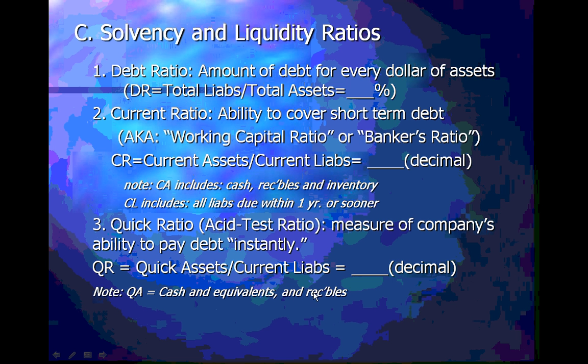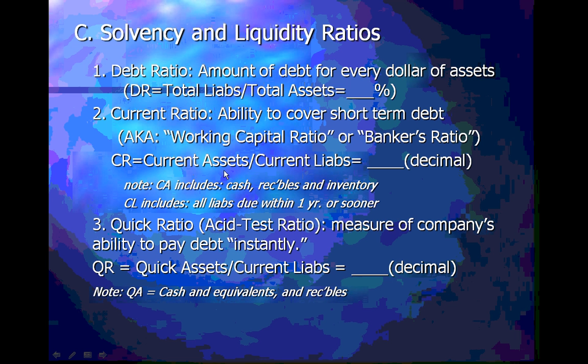Notice that this has to be a smaller number than your current assets, because your inventory is going to be a positive number. You can't have negative inventory. So if you take inventory out, this number has to be smaller. Therefore, this ratio has to be lower than the current ratio.